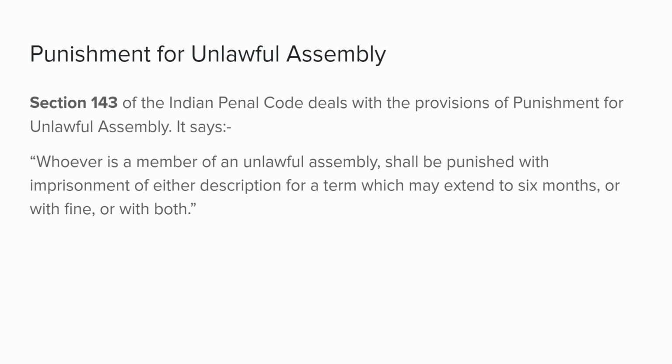This section says that any person who is a member of any unlawful assembly shall be punished with imprisonment. That is, that person shall be put in jail for a period that may extend to 6 months, or that person has to pay a certain amount of fine, or both. Everywhere there is unlawful assembly.